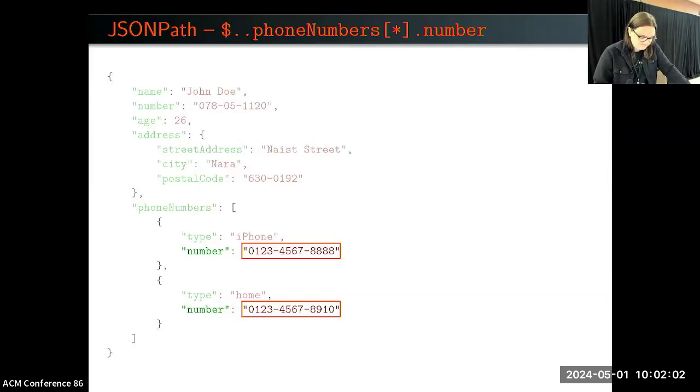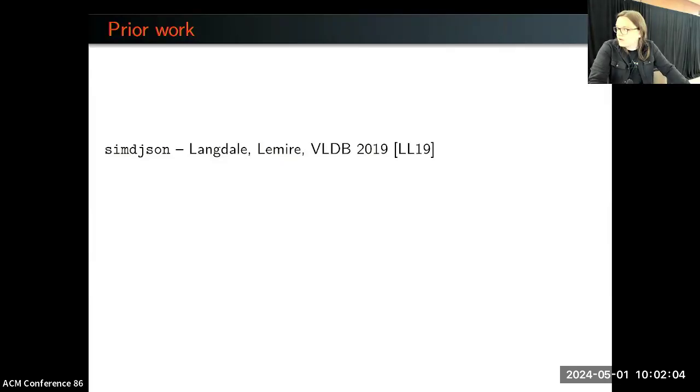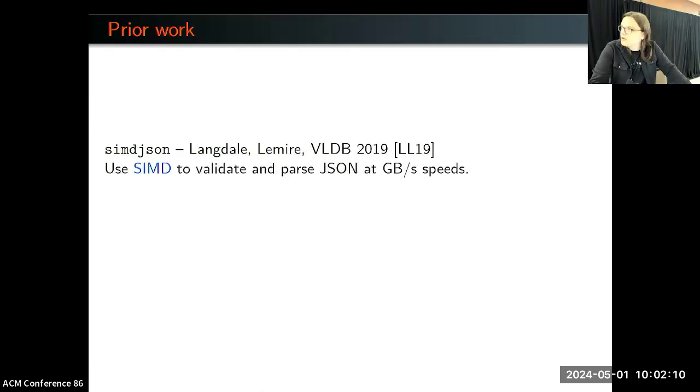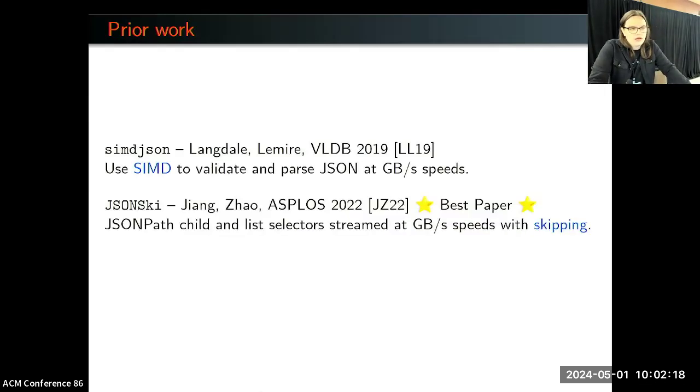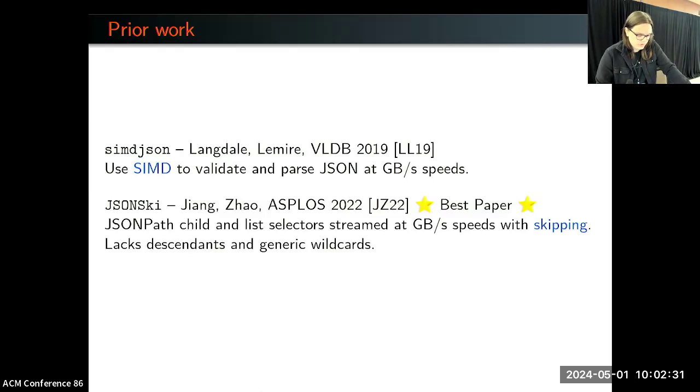So prior work in this area, SIMD JSON is a seminal paper. They made parsing really, really fast using SIMD. They achieved gigabyte per second throughputs to build the JSON trees. JSONSki, ASPLOS two years ago, best paper award actually. They started some of the ideas for using SIMD to skip through JSONs. Crucially, their approach was limited. It lacks descendant support and generic wildcards, which we introduce.